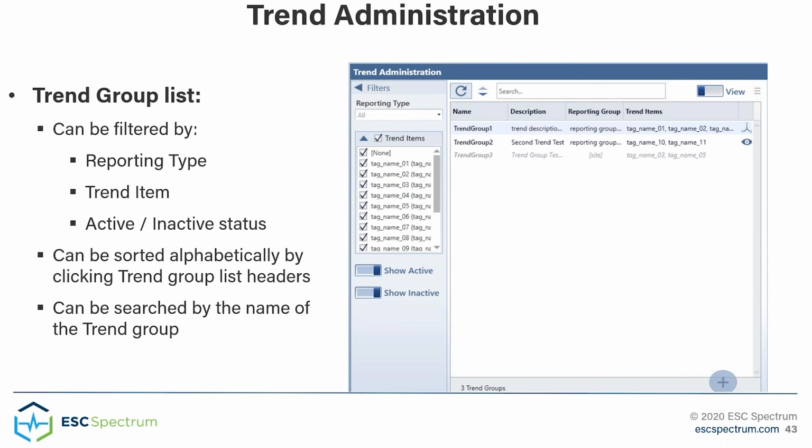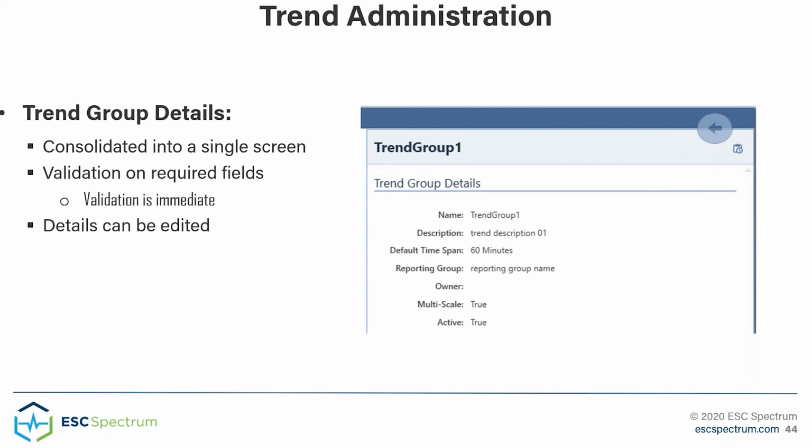So you can filter, as I mentioned, all these items, really kind of dig in. And as you're building this trend group, there's actually validation as you're going through, so it won't let you build something that doesn't make sense as you're doing it.